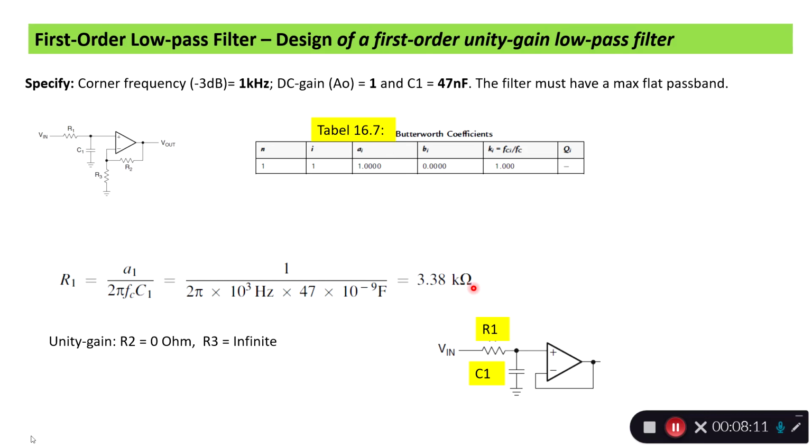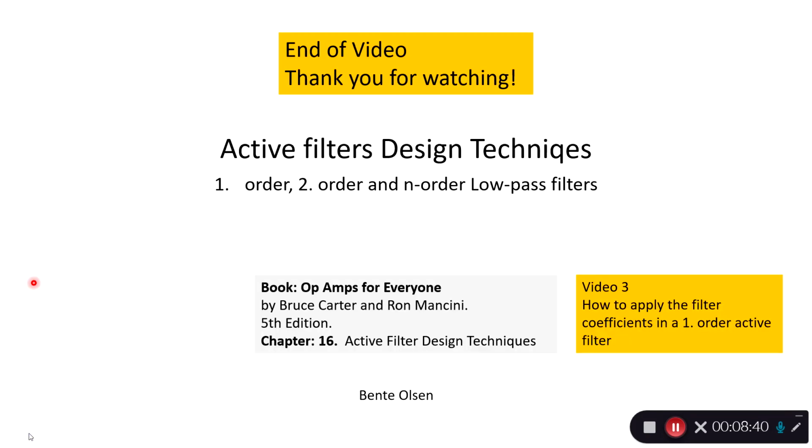Since we have a unity gain of 1, we select R2 to be 0 ohm because then it's just a buffer. And R3 we select to be infinite because we have to ground here an infinite resistance, air. And then it's just R1 and C1 we have calculated. That's quite easy. Thank you for watching this video number 3.